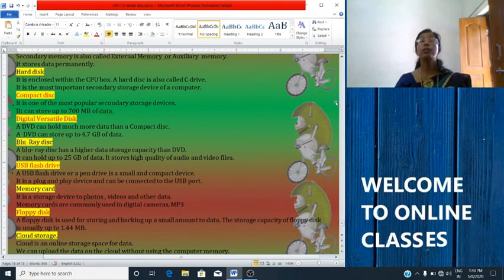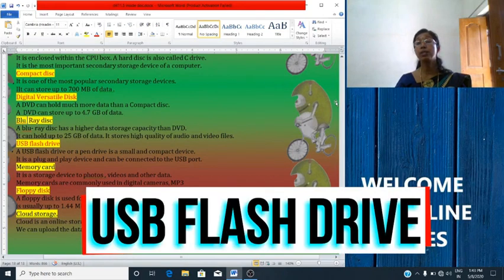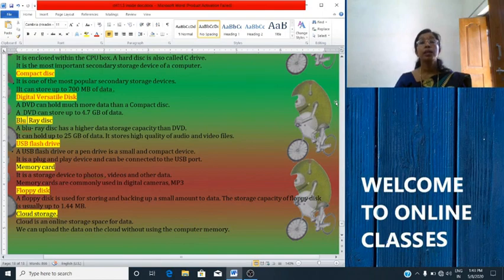Then we studied about the USB flash drive. It is also called a pen drive. It is the most popular device nowadays. We are using that. All of you have seen it. Its storage capacity ranges from 1 GB to 128 GB.